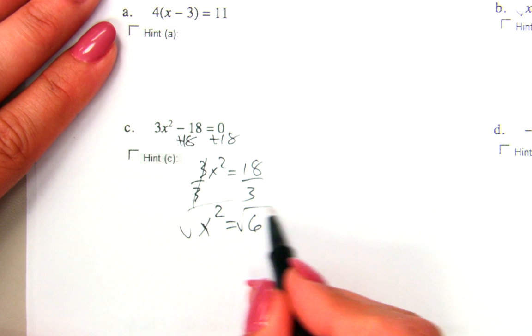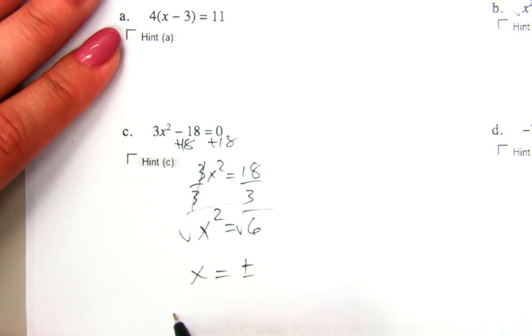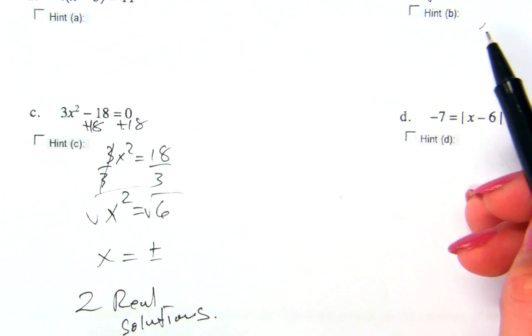So when you take the square root of both sides, you should get x equals plus or minus some decimal. So that means you have two real solutions. They may not be pretty, but they are real solutions, unlike part B, which was imaginary.